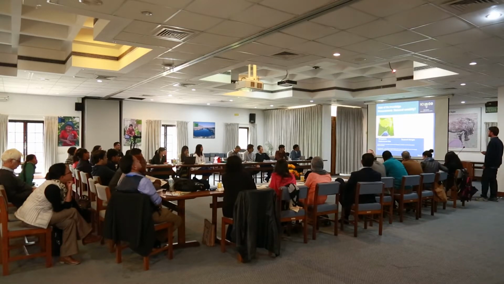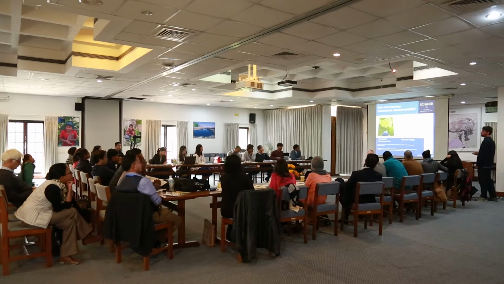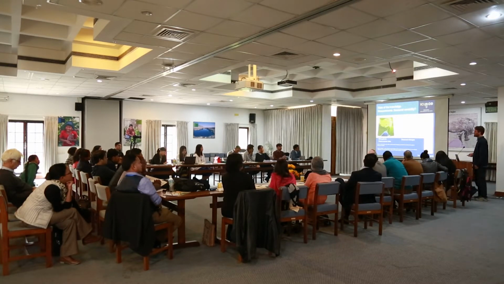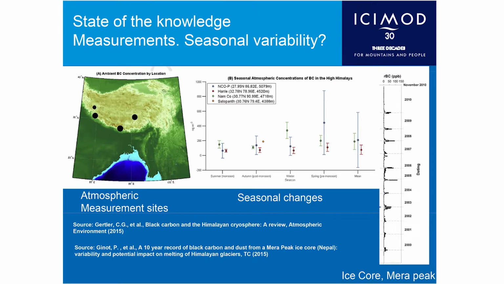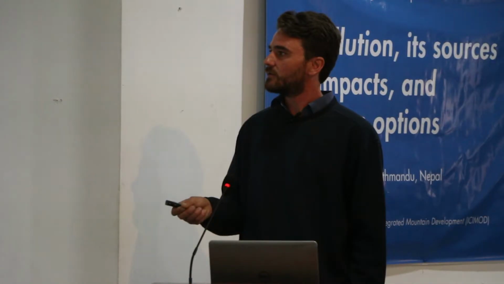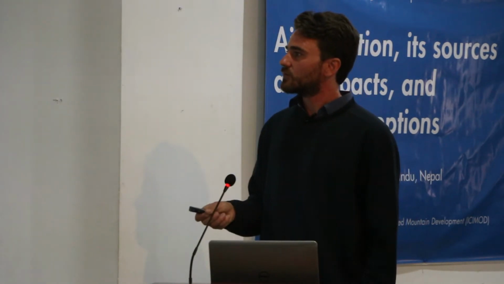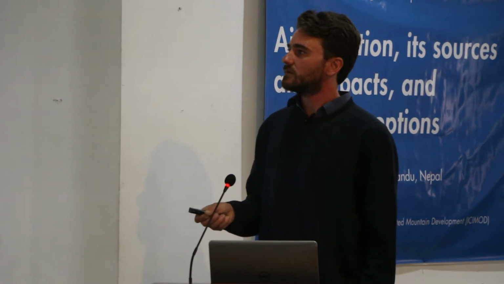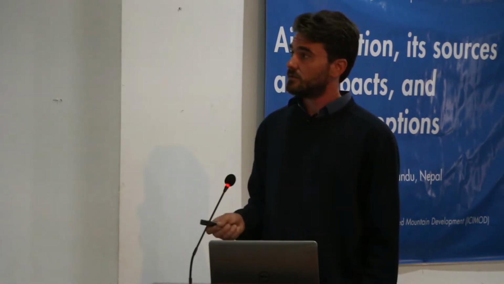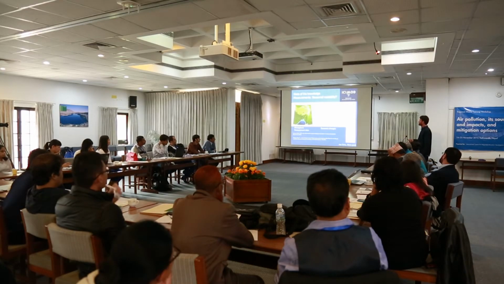Then we can ask, how is the black carbon changing during the season? There are only a few places where atmospheric measurements are made in the Himalayas. So here are the points where you have atmospheric measurements. And here are the concentrations measured during the summer monsoon, during the post-monsoon in autumn, during the winter, and during the spring. And this is the mean of everything. What you see is that in monsoon and post-monsoon, there's not so much black carbon measured in the atmosphere. You find more in the winter and the spring, just before the monsoon.